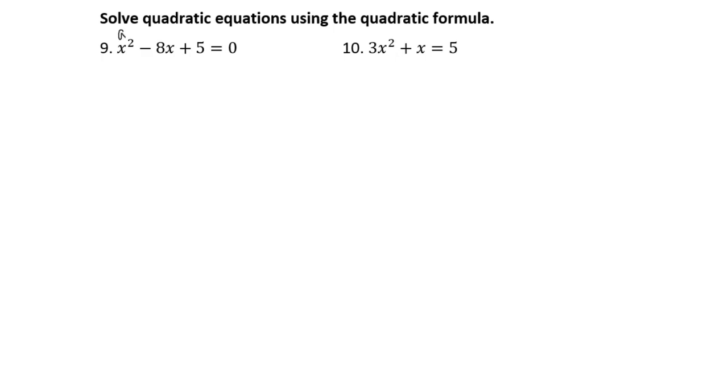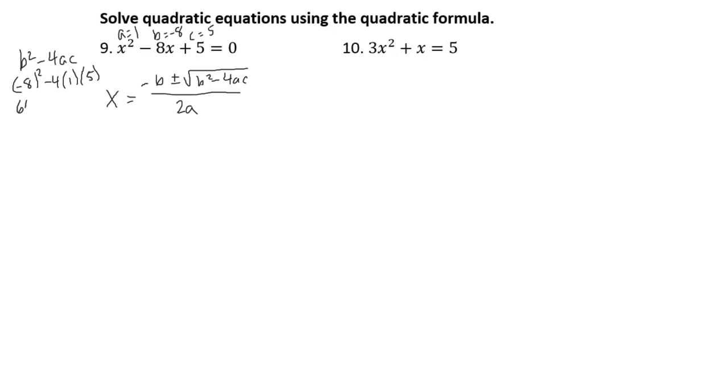Okay, so we can identify a as 1, b as -8, and c as 5. So when we plug in, we get x equals -b plus or minus the square root of b squared minus 4ac, which is our quadratic formula. Plug in to get the discriminant. So that's -8 squared minus 4 times 1 times 5. So that's 64 minus 20, which is 44. So we will get 2 real solutions.